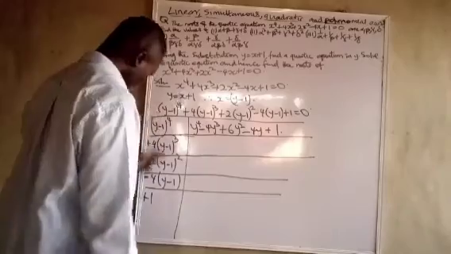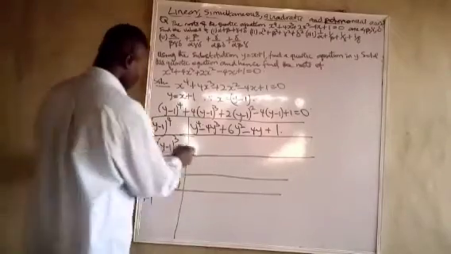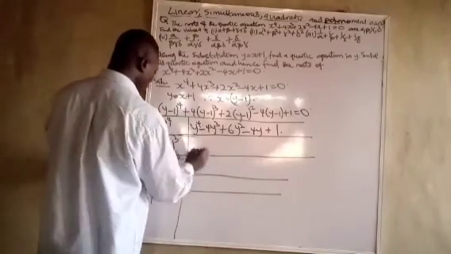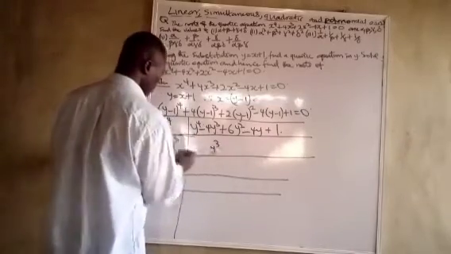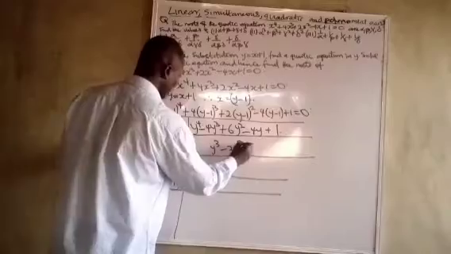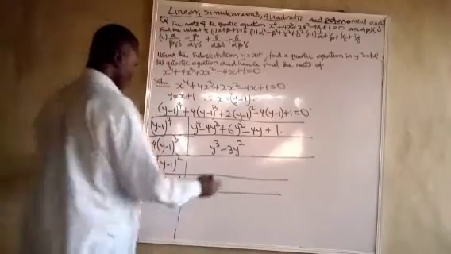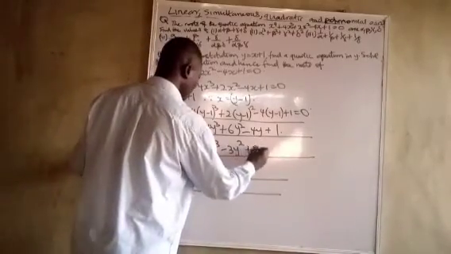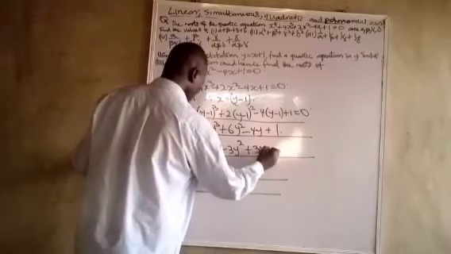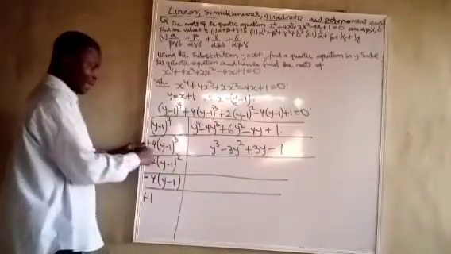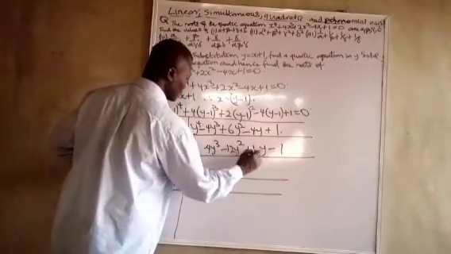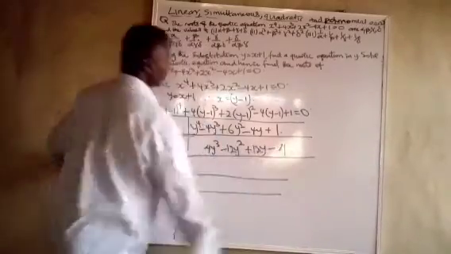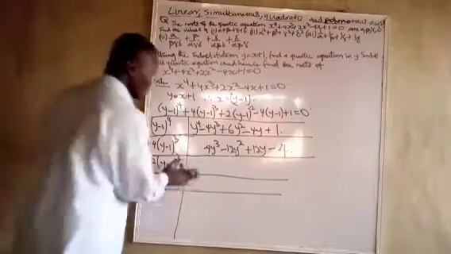Okay. This one is now going to be y raised to power 3 minus 3 y squared plus 3y minus 1. But don't forget, you have 4 here. So let's multiply this one by 4. And this one gives me 12. And this one gives me 12. And this one gives me 4. Please, bear with me. Just for ease, that's why I'm doing it like that.